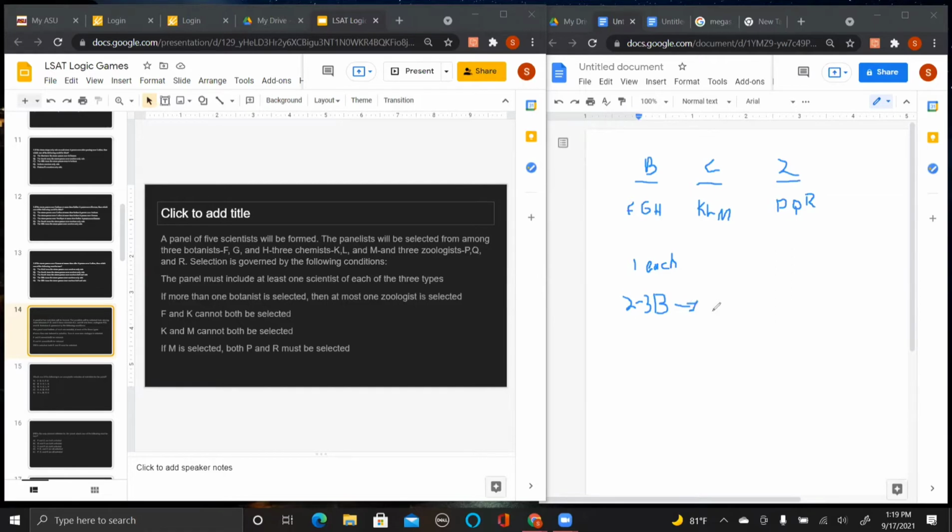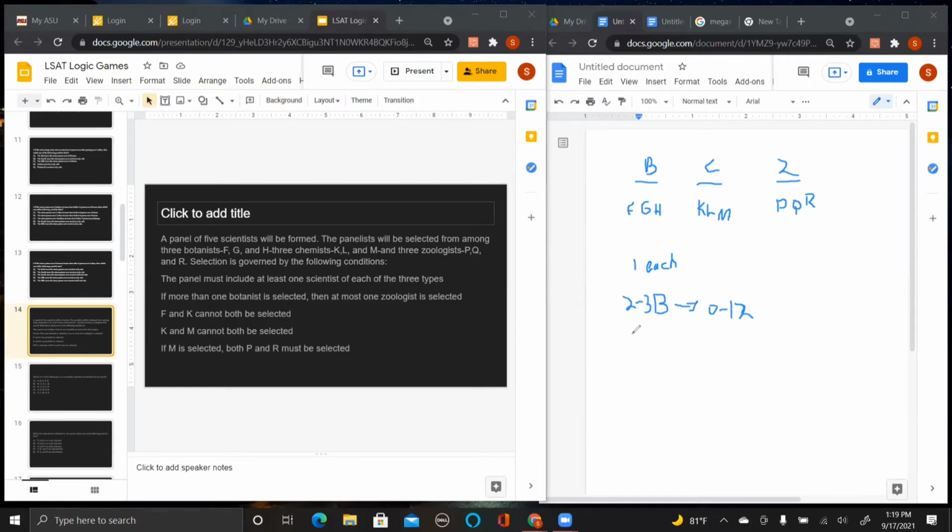Then at most 1 zoologist is selected, so 0 or 1 zoologist. You can also just put like greater than 1B, then less than 2Z, whatever is most intuitive to you. I just do the numbers because it helps me think it through a bit better, but use whatever makes sense to you.